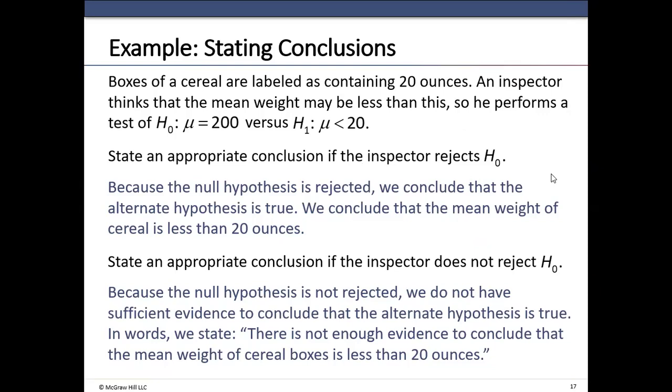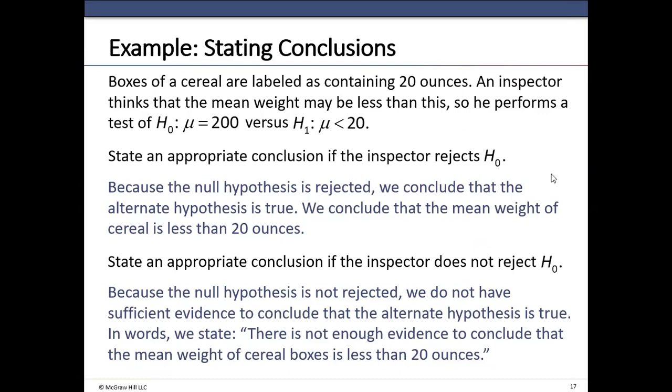Rejecting H0 means enough evidence is collected from the sample data to support the alternate. Because the null hypothesis is rejected, we conclude that the alternate hypothesis is true. We conclude that the mean weight of the cereal is less than 20 ounces. This is because there is enough evidence from the sample data to support the alternate. Therefore, we are rejecting the null hypothesis.